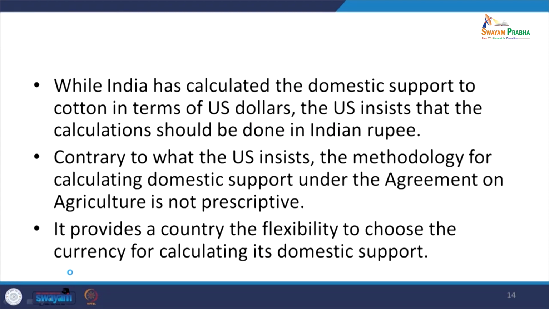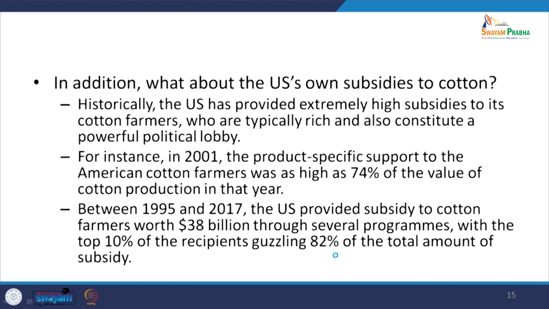So, while India has calculated the domestic support to cotton in terms of US dollars, the US insists that the calculation should be made in Indian rupees, but this is against the rule, nowhere is it prescribed. Contrary to what the US insists, the methodology for calculating domestic support in the agreement is not prescriptive, as I just said. It provides a country the flexibility to choose whatever currency they want.